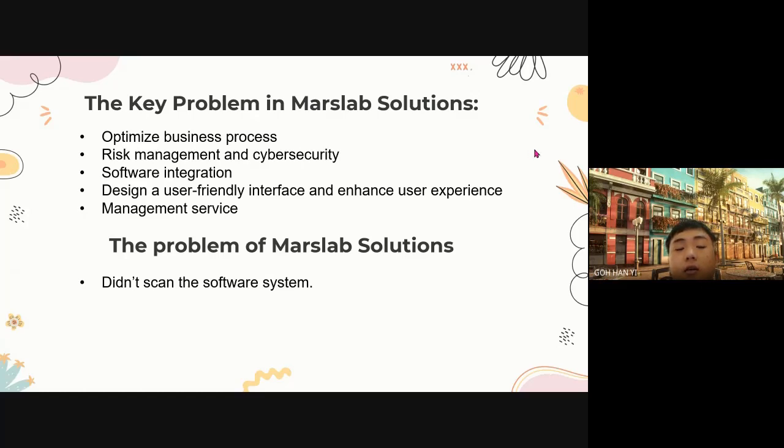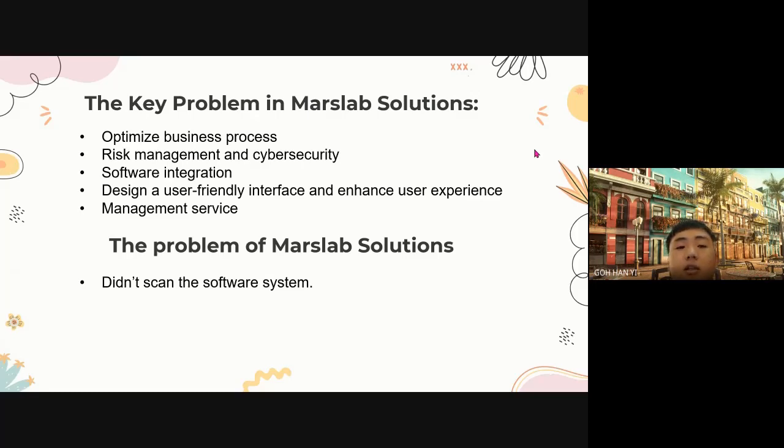Okay, the second key problem is risk management and cybersecurity. Nowadays, organizations face security problems and risks because there are many hacking tools to attack their systems. MarsLab Solution can provide organizations with security policies, such as analyzing network architecture and threat detection to protect the client's system. MarsLab Solution implements the project with security, compliance, and privacy for the client.